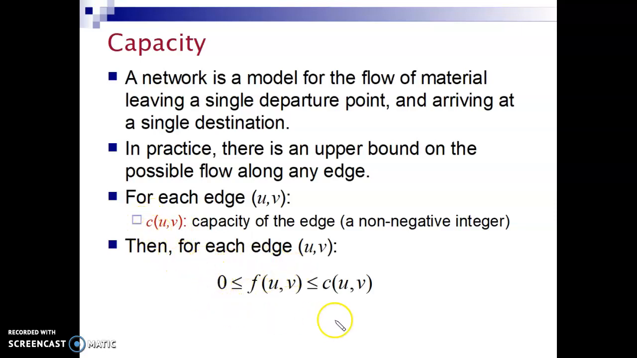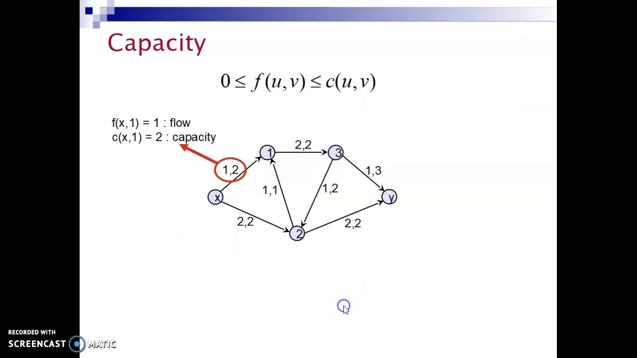So for each edge, the relation between the flow value and the capacity is always like this. The flow will be between 0 and the capacity. Flow on an edge cannot exceed the capacity of the edge. Here's an example.